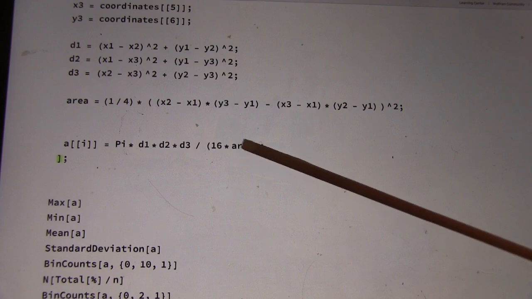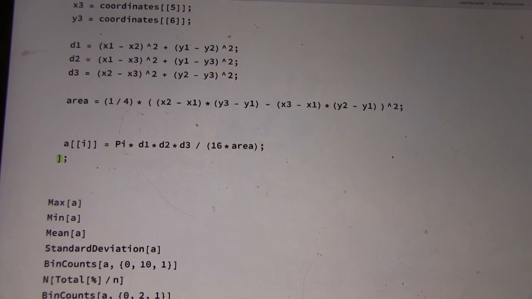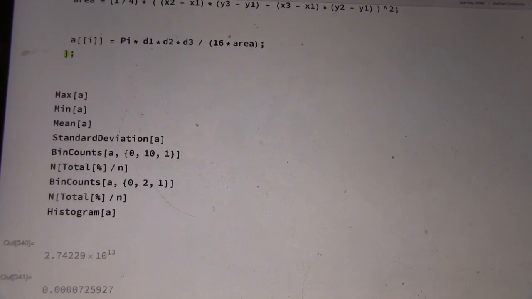Oh yeah, because the formula was, this is the area squared, it was 4. Yeah. Okay, yep. So I got that right. And then at the end I output the max of the simulation, the min of it, the mean, the standard deviation, and then I actually did some what are called bin counts. How many of them is the area from between 0 to 10, so how many in 0 to 1, 1 to 2, 2 to 3, and we see how many of those there are, what percent of our run was there, and then also between 0 and 2. Okay. And then I give you a histogram.